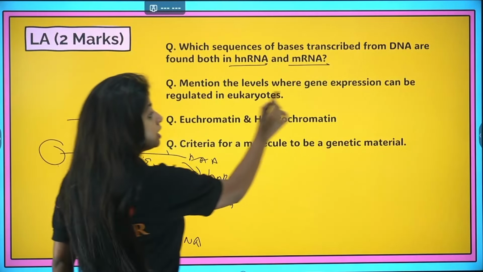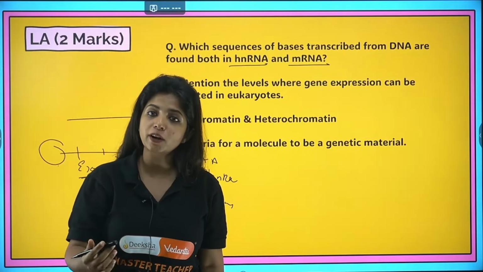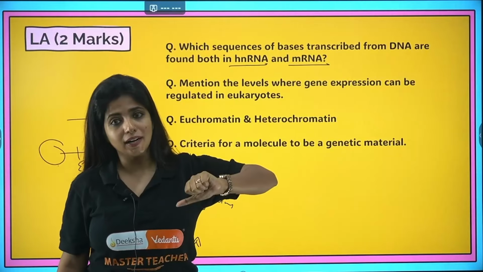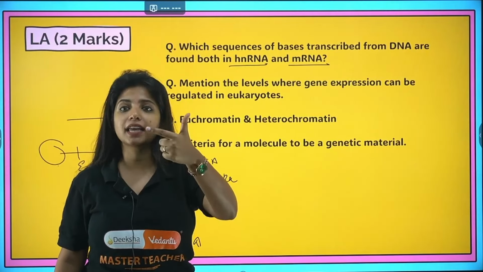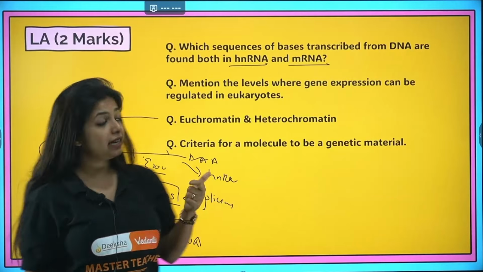Okay, now mention the levels where gene expression can be regulated in the case of eukaryotes. So in the case of eukaryotes, my dear children, first, I can let the transcription happen, or I cannot let it happen. The first thing is that. Second thing, I can let the processing happen.